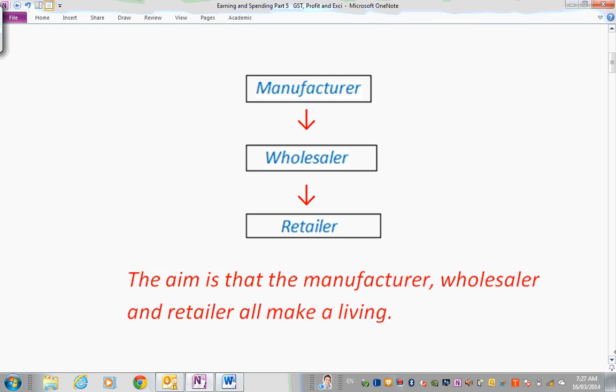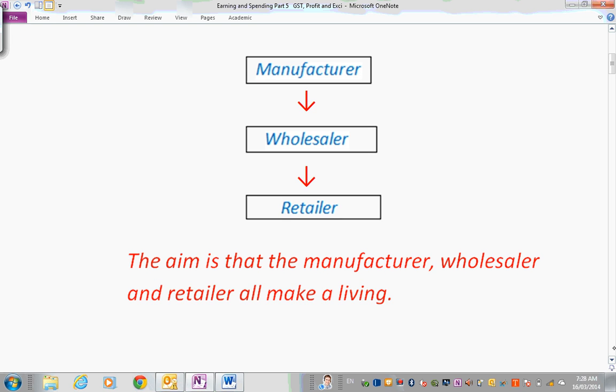Here's a little flow chart I got for you here. Now, when goods are made, you're going to buy things from the retailer. So you purchase from a shop, which is called a retailer. Now, where do those goods come from? Well, there's usually two stages before that. There's the person who makes it, then there's a distributor or a wholesaler, and then there's the retailer.